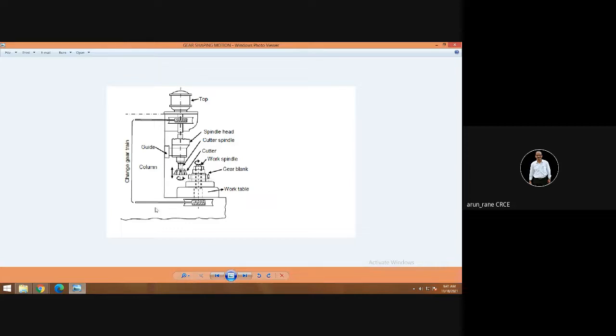As I told, either you can take full depth at a time, or you can take a series of cuts. Suppose the depth of the gear tooth is say 3 mm, either you can go 3 mm in one shot, or you can take 4 or 5 cuts, maybe 0.7, 0.7, 0.7, like that. And the stroke of the gear shaping machine can be controlled plus minus 1 mm.